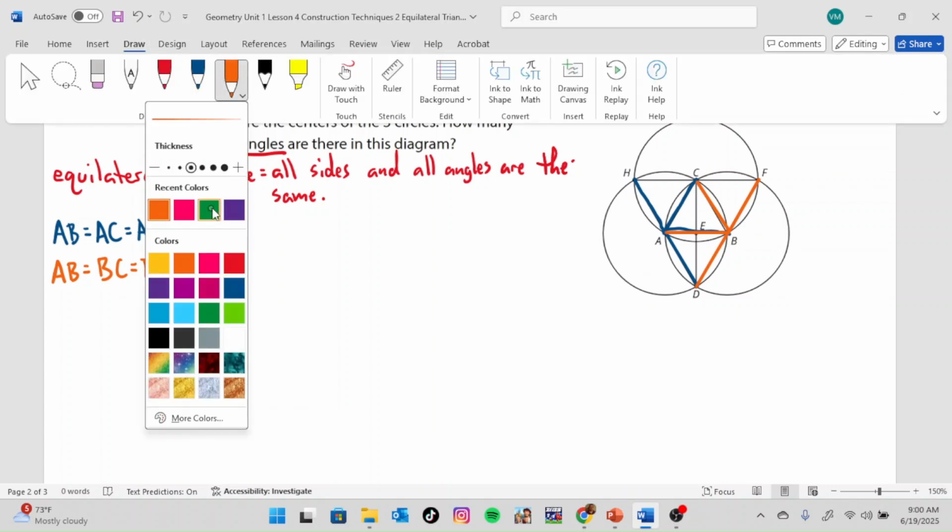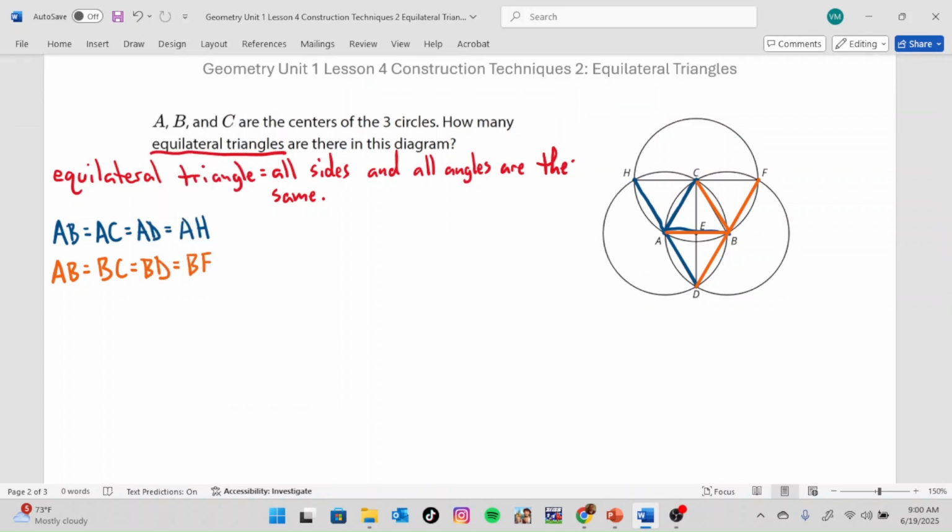And finally, we have circle C up on top. Every time we go from this center point C out to a point on the circle, we have a radius. And every time we have a radius, they are the same length. So we have CF, we have CB, we have CA, and we have CH.